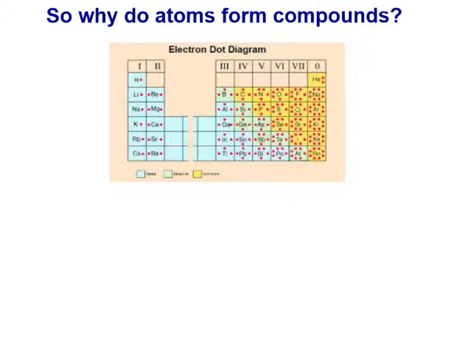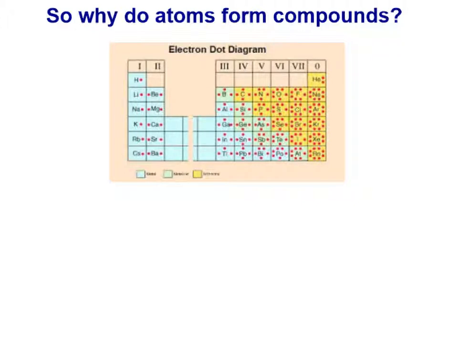So these full outer energy levels in the noble gases make them very chemically unreactive. They're happy the way they are. They really don't want to have anything else happen with their electrons. As a matter of fact, the first noble gas was not even reacted with another element until 1962. They were not able to figure out how to make them react.